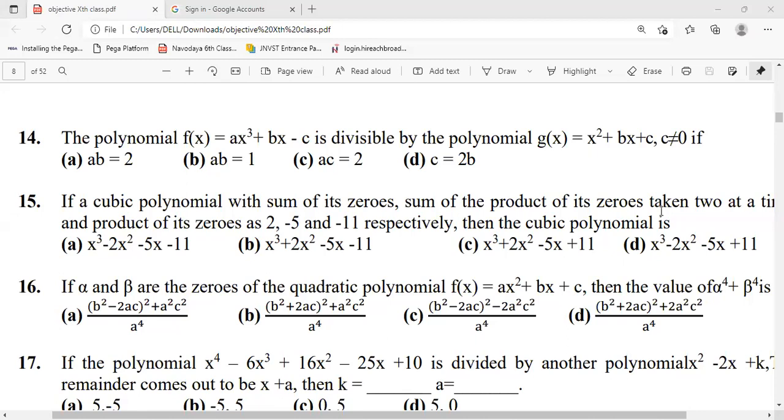Question: the polynomial f of x, ax cube plus bx minus c, is divisible by the polynomial g of x equal to x square plus bx plus c. Then they are asking what is the relation between a and b, or a and c? They are asking that.